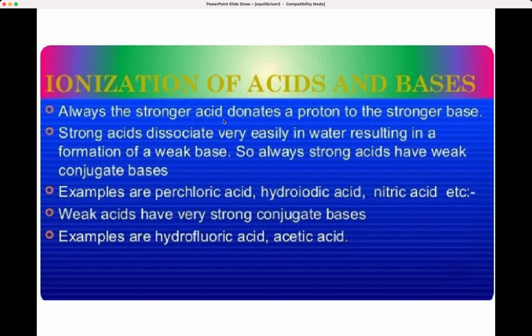Now, a stronger acid will always donate a proton to the stronger base. Strong acids dissociate very easily in water, resulting in the formation of a weak base. So strong acids always have weak conjugate bases. Remember why a strong acid has weak conjugate bases. Examples are perchloric acid, hydroiodic acid, nitric acid and so on. Weak acids have strong conjugate bases, because it's the opposite. Examples are hydrofluoric acid, acetic acid and so on.